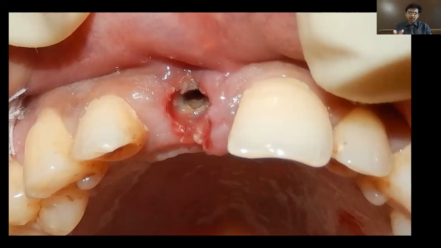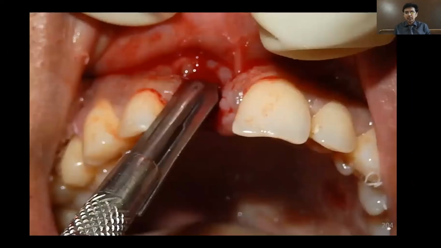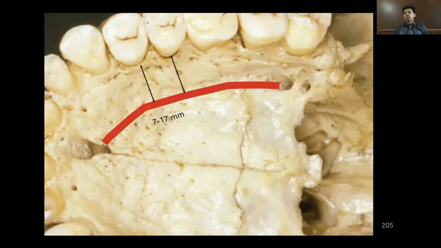The procedure in short, I'll just show you. The first part of the procedure is to create a subepithelial pouch in that area. This is a 15 number blade. You are not able to see the blade because the entire blade is inside. You create a subepithelial pouch. Once you have created the pouch, you take your connective tissue from the palatal area.